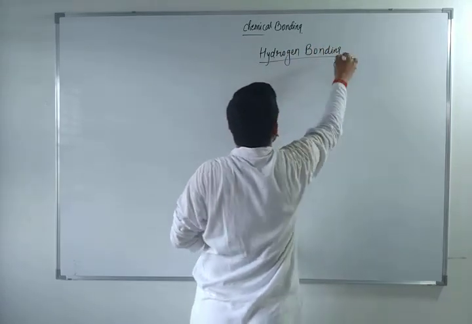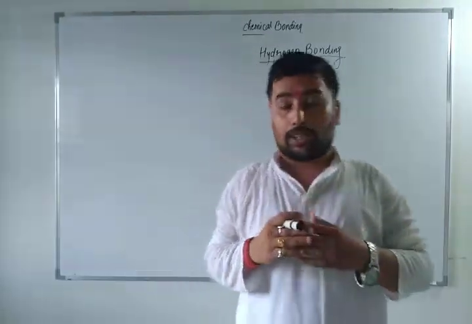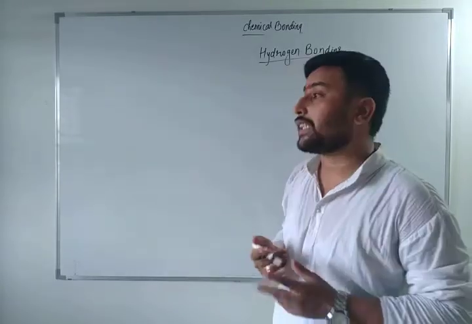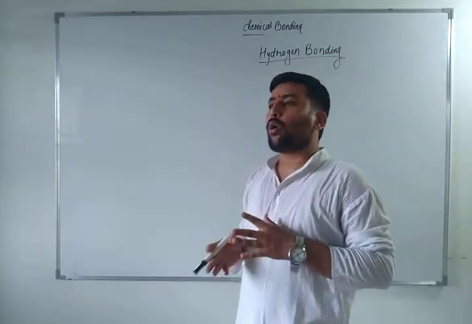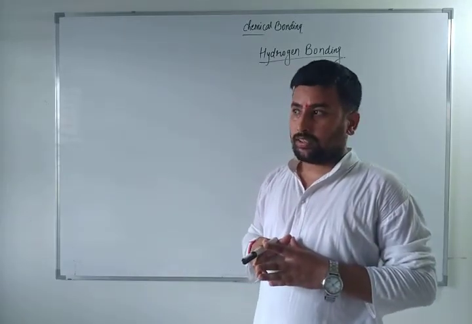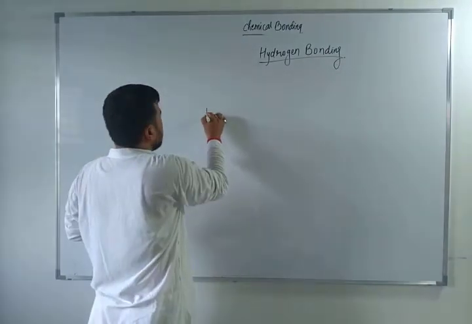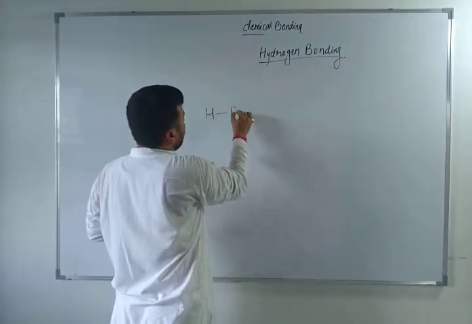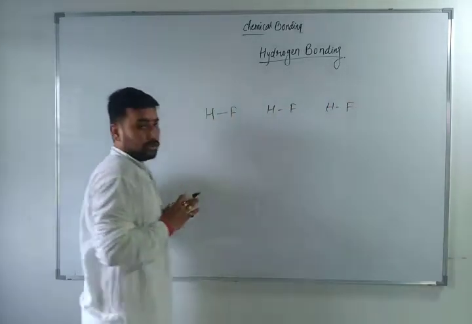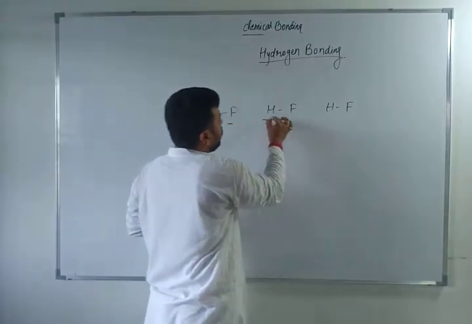First of all, what is hydrogen bonding? Why hydrogen bonding and how many types of hydrogen bonding? So let me first describe hydrogen bonding. Hydrogen bonding occurs between two electronegative atoms. Just suppose I talk about hydrogen fluoride, HF. Just suppose these are the hydrogen fluoride bonds. You can see here this hydrogen and fluorine, hydrogen and fluorine.